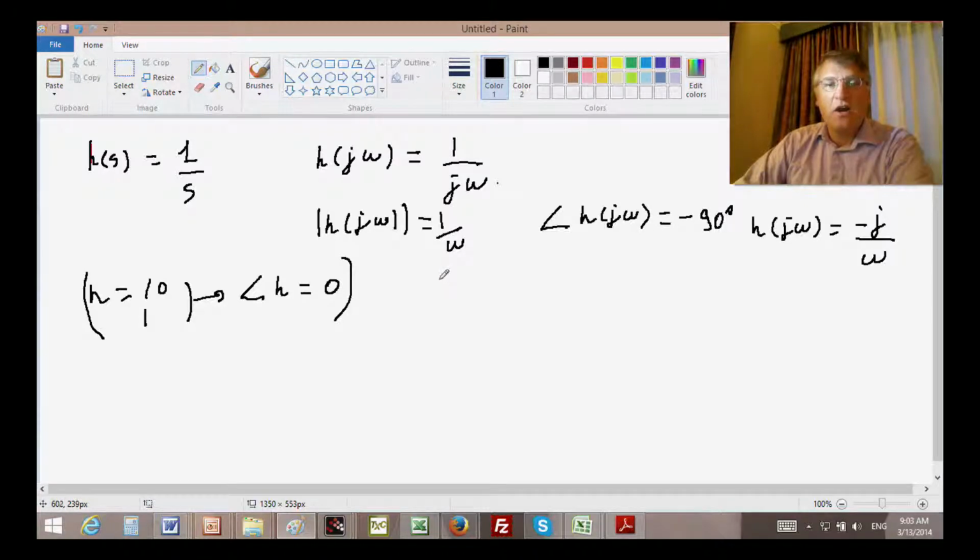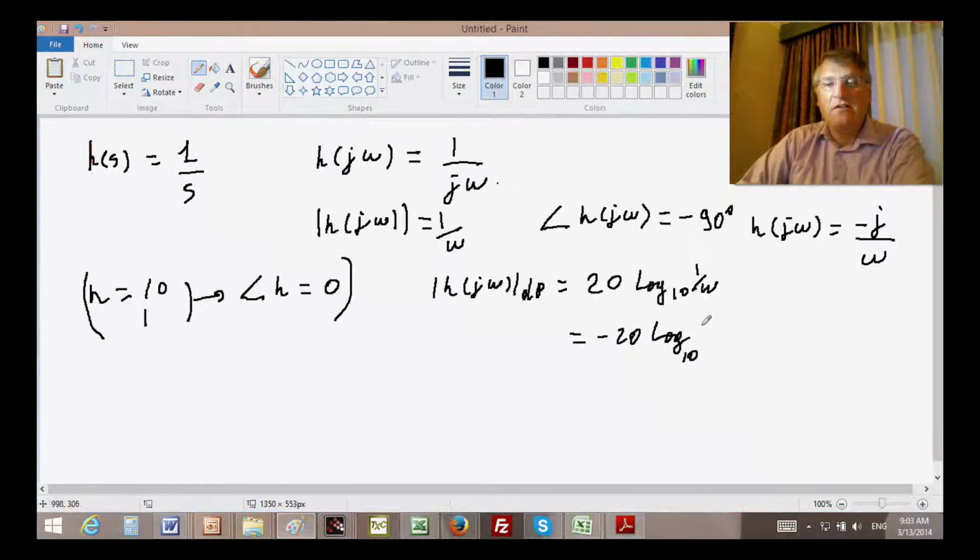Okay, so let's write h of j omega in decibels. H of omega in decibels will be 20 log base 10 of 1 over omega, which is minus 20 log base 10 of omega. Okay. Now suppose that we plot h of j omega in decibels versus omega in decibels.